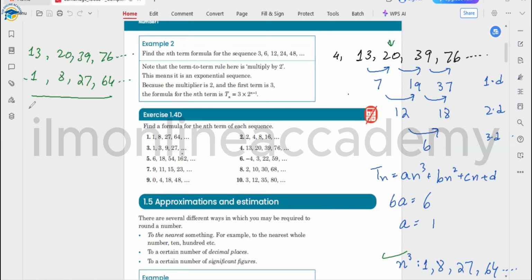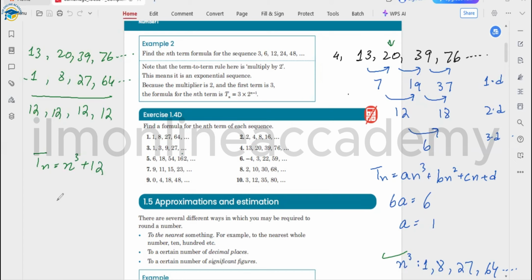So 13 minus 1 will be 12. From 20 we need to subtract 8. This will also be 12. Next we need to subtract 27 from 39. This will also be 12, and this will also be 12. So as we got all the numbers similar, you got that your cubic sequence will be n cube plus 12. So this is your cubic sequence.